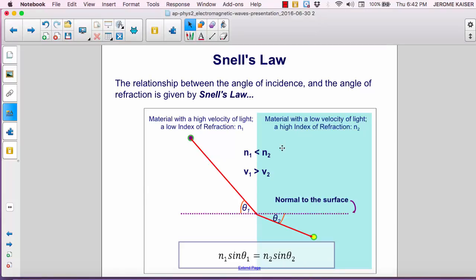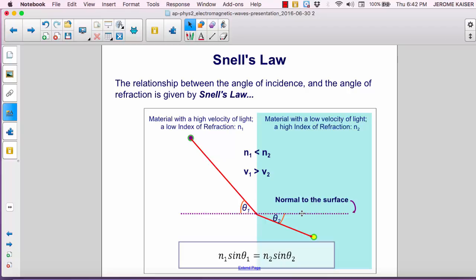And here, very simply put, is Snell's law. Snell's law says that the index of refraction in substance 1 multiplied by the sine of the angle of the light ray with the normal to the interface is equal to the index of refraction of the other material multiplied by the sine of the angle between the ray traveling through that material and the normal to the interface. n1 sin θ1 = n2 sin θ2.